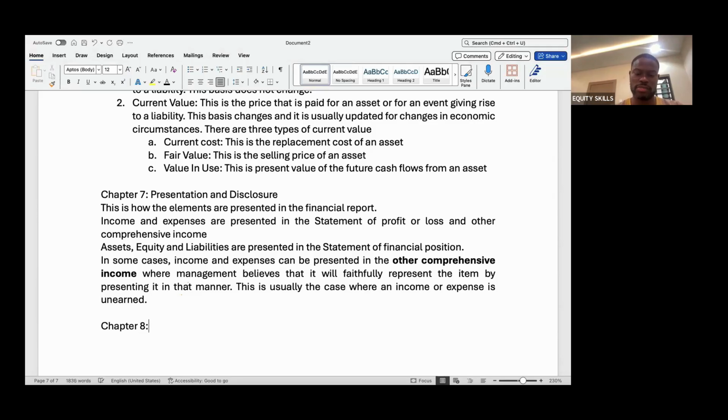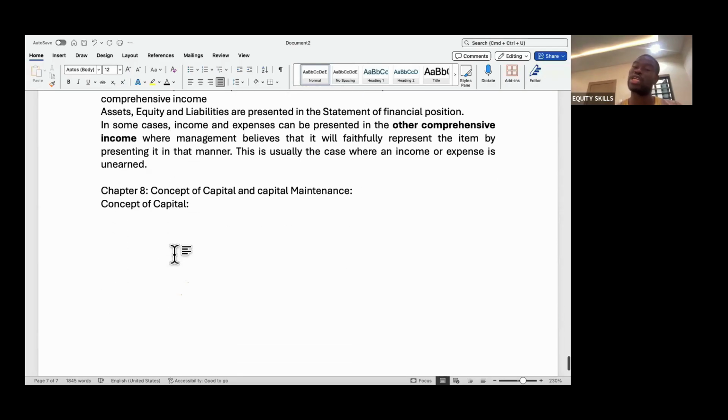chapter 7. And chapter 8 talks about the concept of capital and capital maintenance. So you see, concept of capital and capital maintenance, I will present it from two angles, right? So the first one is the concept of capital. When we say capital, majorly we're talking about ordinary share capital, preference share capital. We're talking about the capital as you know it, right?